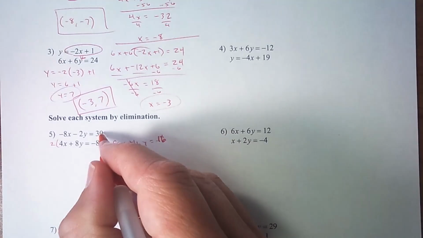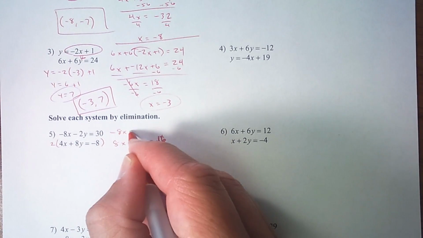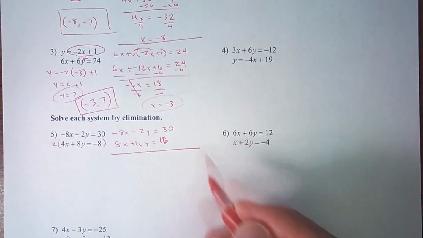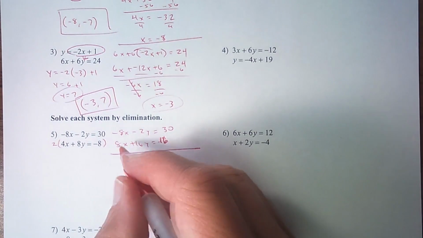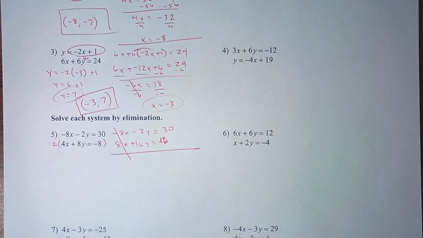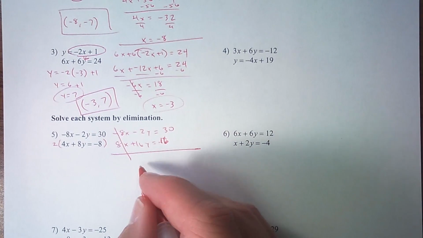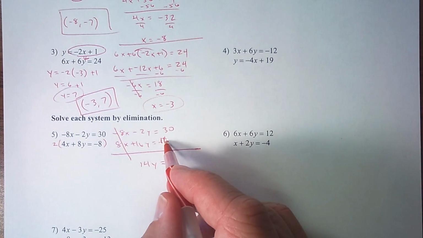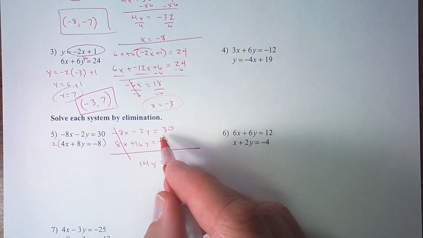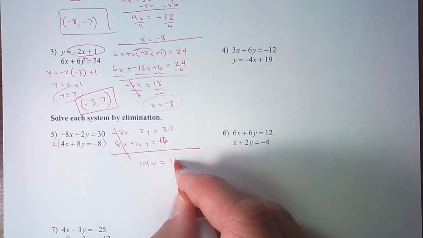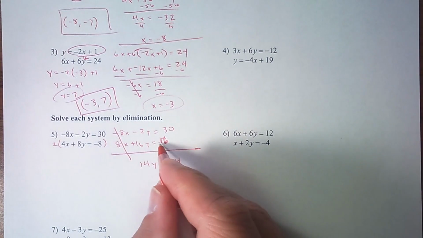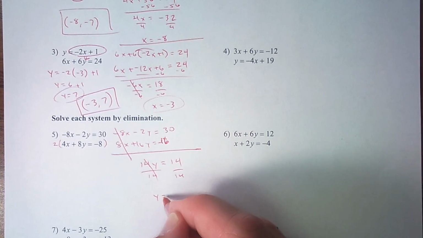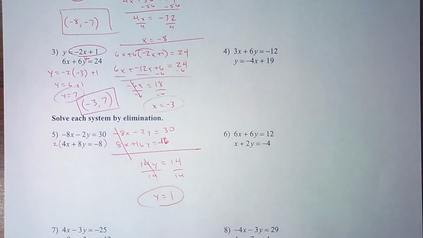Okay, now I'm just going to bring this first one over. Negative 8x minus 2y equals 30. And now I'm going to combine all the like terms. Negative 8x plus 8x cancels. Negative 2 plus 16 is 14y. And then 30 plus 16, or I'm sorry, 30 minus 16 is 14. So this is a negative here. And then I'll divide by 14, and I get y equals 1. So there's my y value.